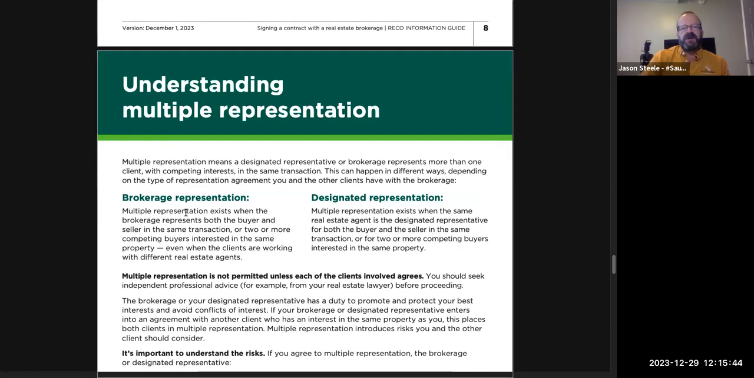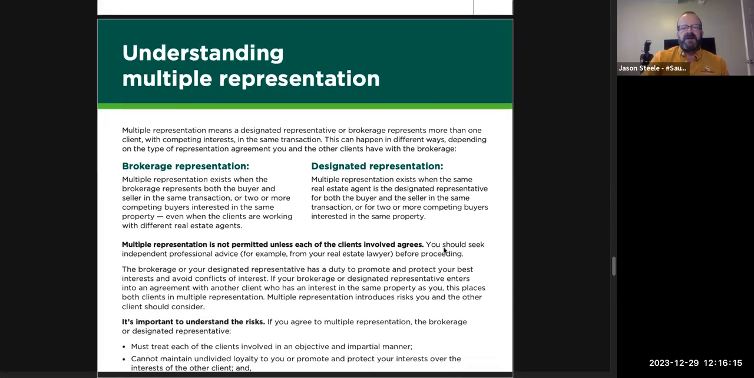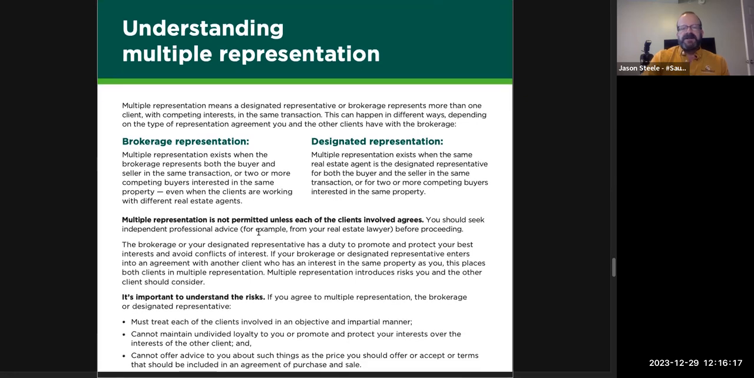Okay. So, brokerage rep: multiple representation exists when the brokerage represents both the buyer and the seller in the same transaction, or two or more competing offers interested in the same property, even when the clients are working with different real estate agents. Multiple representation in designated representation exists when the same real estate agent is the designated representative for both the buyer and the seller in the same transaction, or for two or more competing buyers interested in the same property. It's not permitted unless each of the clients involved agrees.